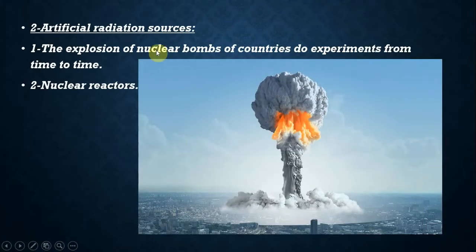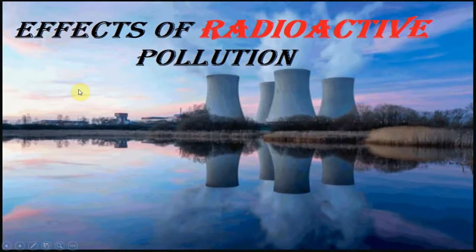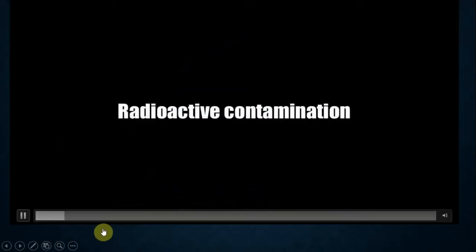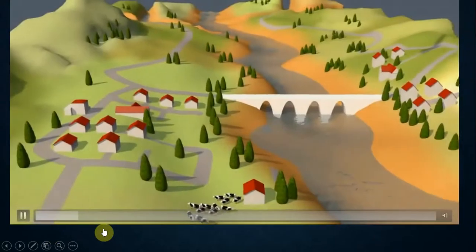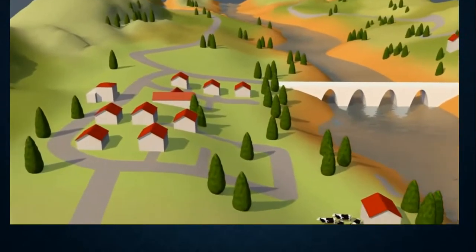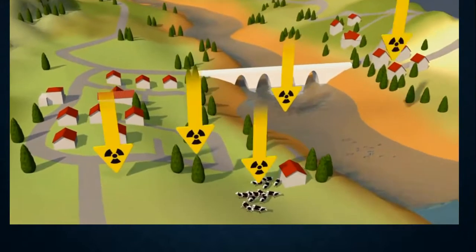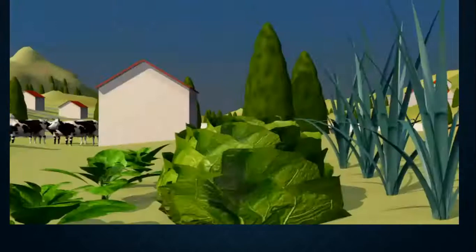Here are the artificial radiation sources: the explosion of nuclear bombs when countries do experiments from time to time, or nuclear reactors. But what are the effects of radioactive pollution? Radioactive contamination may be the result of direct exposure to radioactive substances on the ground, on plants or in water, or through contact with contaminated meat or fish.